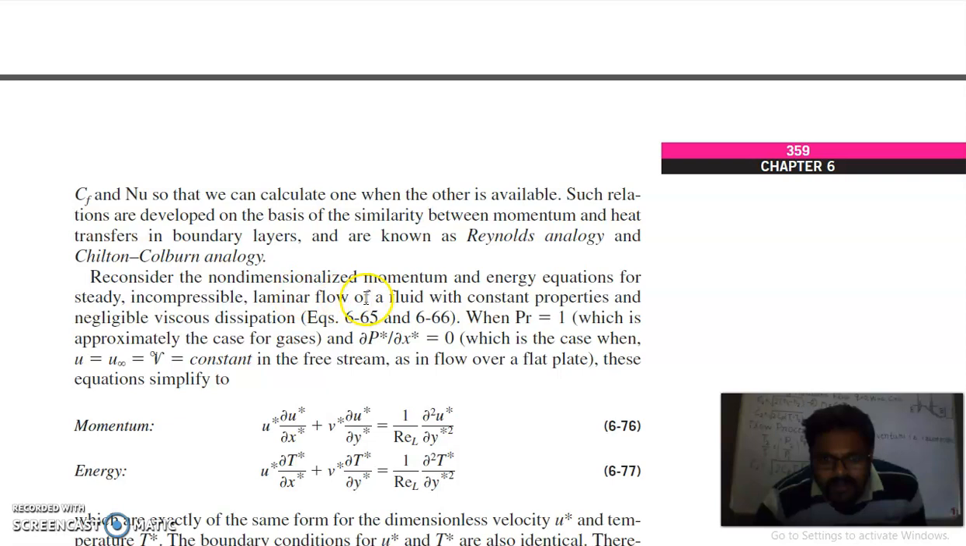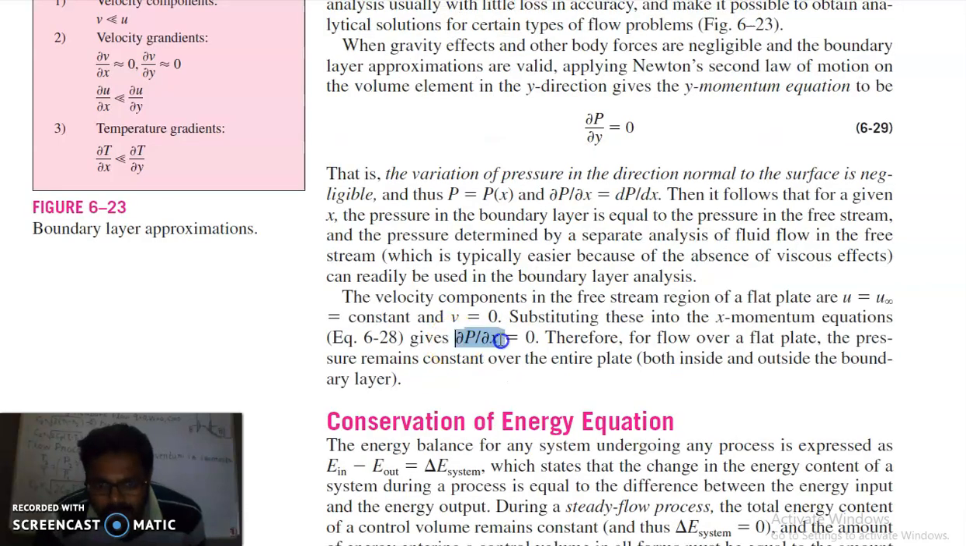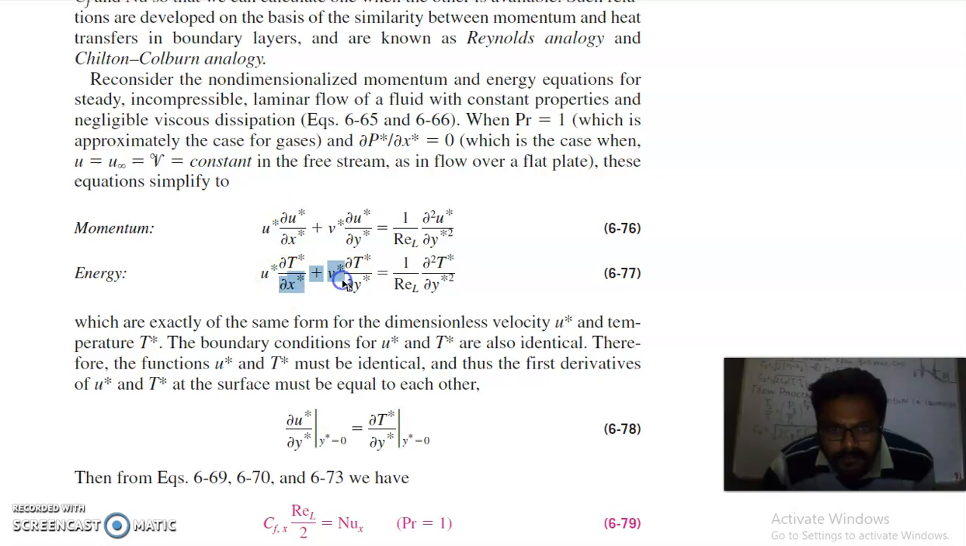Reconsider the non-dimensional momentum equation and energy equation for steady incompressible laminar flow of a fluid with constant properties and negligible viscous dissipation. Now take these equations, momentum and energy equations. Now put Prandtl number equal to 1, which is the case for gases, and dp by dx equal to 0. So dp by dx is 0. For flow over a flat plate, the pressure remains constant over the entire plate. The equation reduces to this.